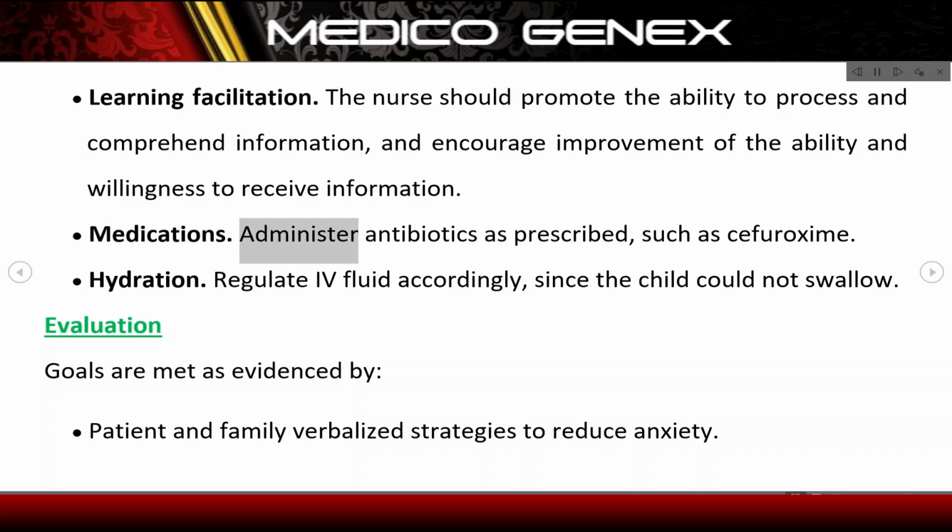Medications. Administer antibiotics as prescribed, such as cefuroxime. Hydration. Regulate IV fluid accordingly, since the child could not swallow.